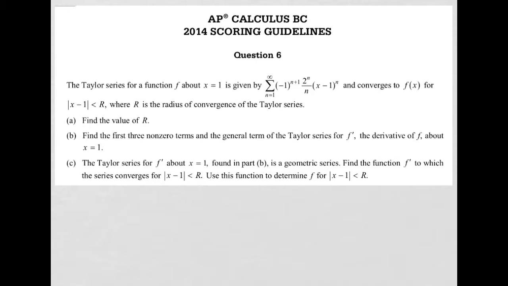Alright, let's take a look. This one's a little bit more tricky, but I think it's still doable. The Taylor series for a function f about x equals 1, so that's the center, that's the a value, is given by that thing, and converges to f of x for some r value, where r is the radius of convergence. That's great. Find the radius of convergence r.